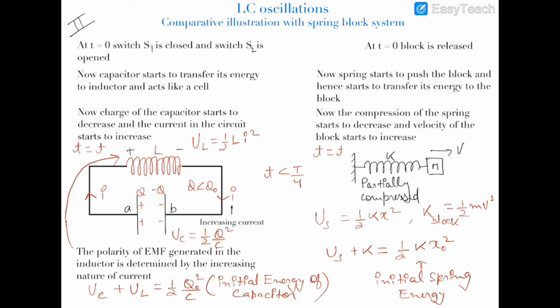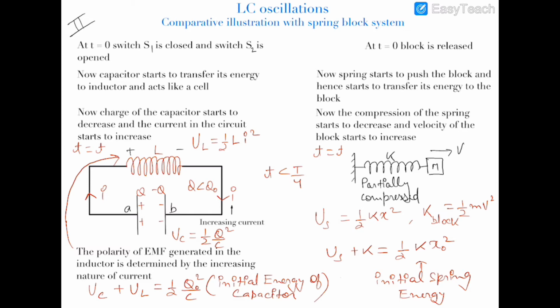So the polarity of EMF which would be developed across the inductor would be according to this increasing current, and hence this EMF will oppose the incremental nature of this current. And to oppose the increasing current, the EMF would show the positive polarity to the incoming current. Therefore, this polarity would be seen on the inductor.